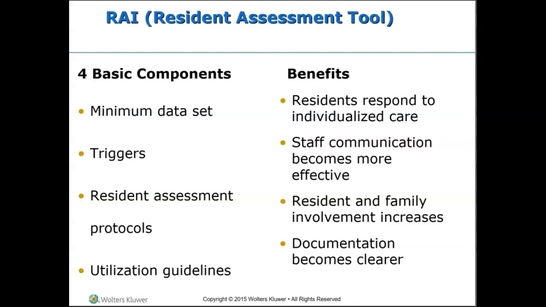It has 4 components to it. The minimum data set, which has the assessment, clinical, and functional status of the resident. It identifies residents at risk for developing problems and requires further evaluation. It provides an organized framework for resident care, and it directs staff when and how to use RAI.